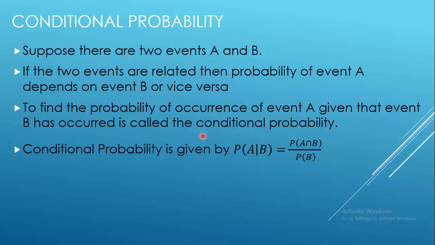So actually we have seen this conditional probability before, but we did not use the term conditional probability. Here actually it is just a matter of dependence. So the event A depends on event B, and in that case the probability is calculated as probability of A intersection B divided by probability of B.